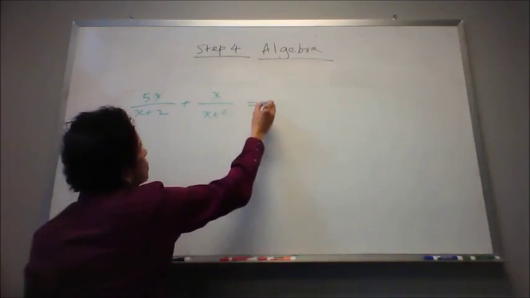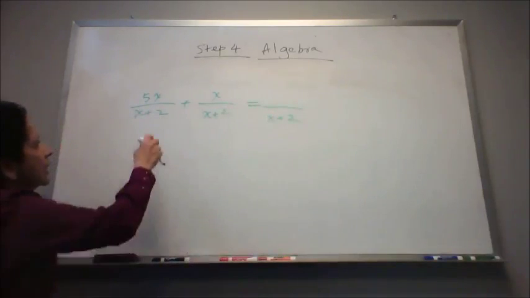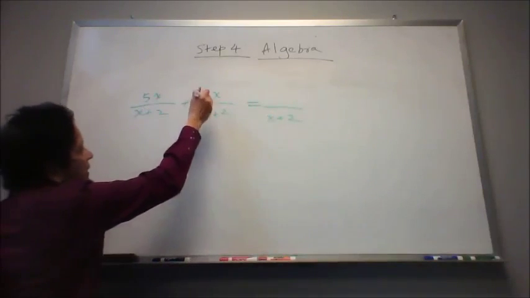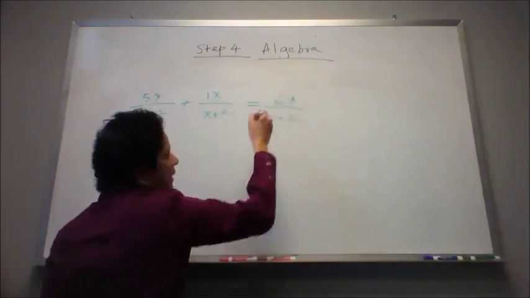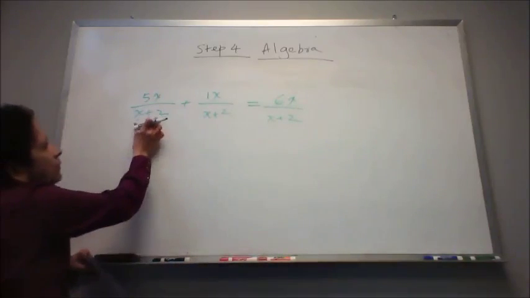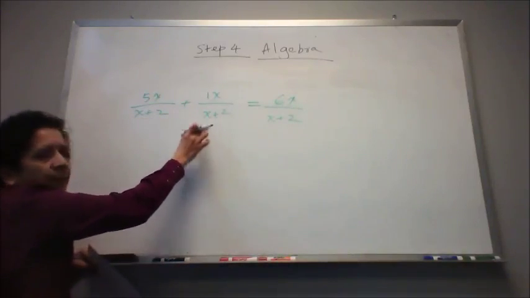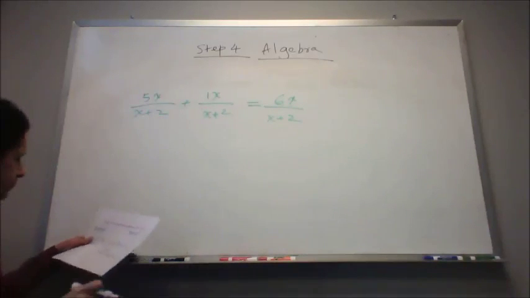Same thing is true. So on the bottom, I have the common denominator x plus 2. Then I add 5x plus x. X means the 1x, right? 5x plus x is 6x. So that'll be the answer. So when you add the two rational expressions, if the denominators are exactly the same, then you just add the two tops, the numerators, okay?